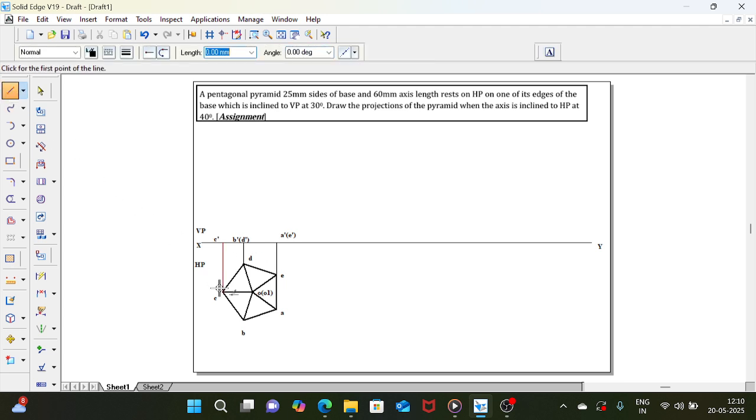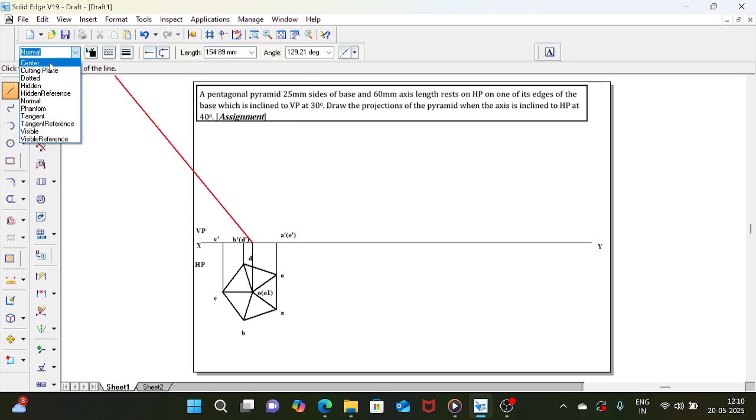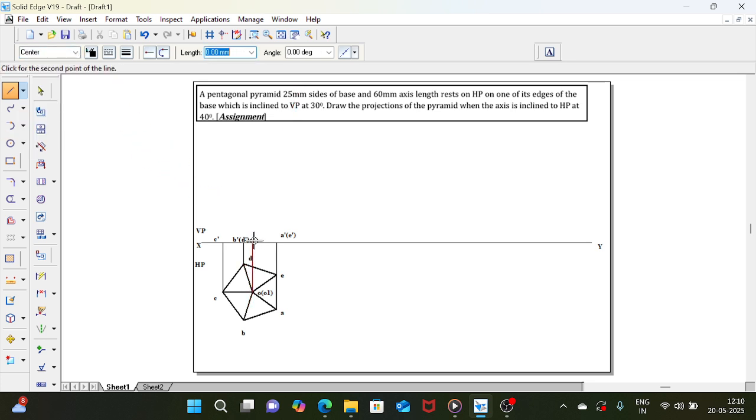So these are the corners. C is a visible corner, B is a visible corner, A is a visible corner. Corresponding to these three corners, there will be slant edges going to the O point. So project axis point O up to the XY line. From here, use the center line to draw the axis line. Because along this line no visible corner is coming, you can join the center line, 60 at 90. Select the center line and draw.